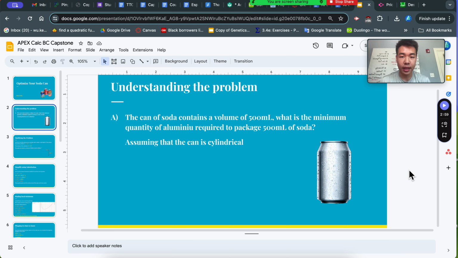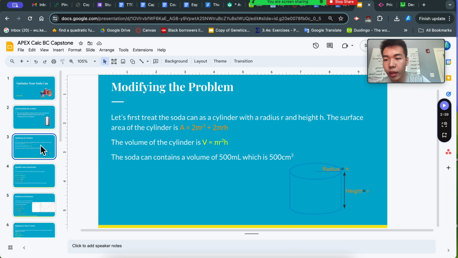This can of soda contains a volume of 500 milliliters. What is the minimum quantity of aluminum needed to package the soda can? So we're gonna modify the problem. Let's write down the surface area of the soda can and the volume of the soda can.